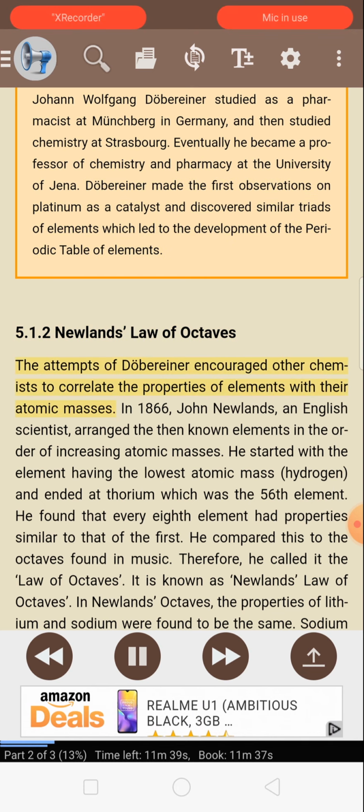Questions. 1. Did Dobereiner's triads also exist in the columns of Newland's octaves? Compare and find out. 2. What were the limitations of Dobereiner's classification? 3. What were the limitations of Newland's law of octaves?